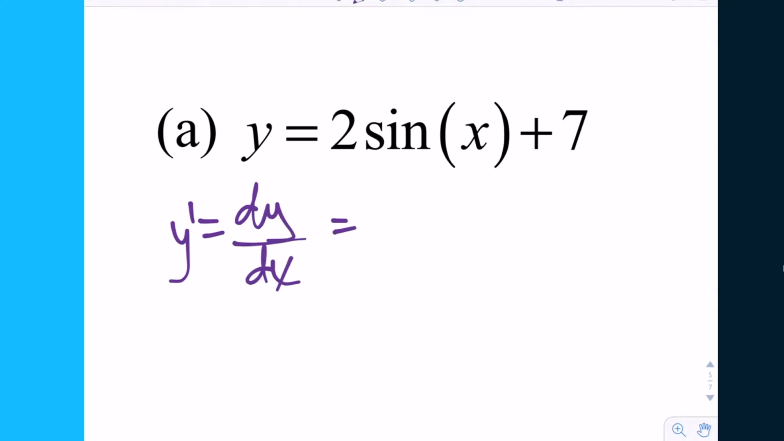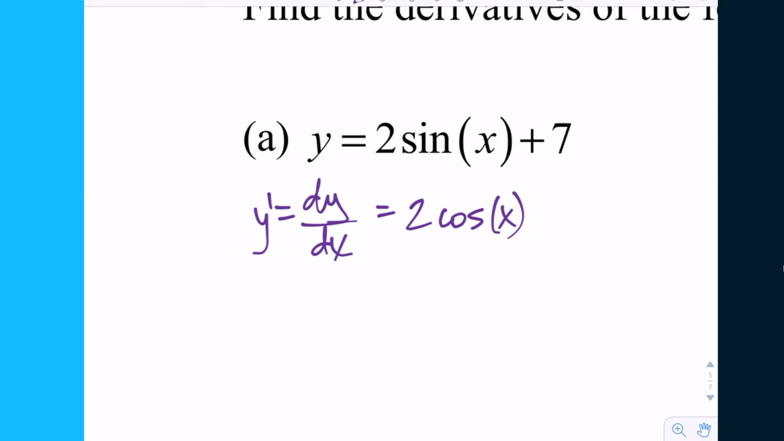Good. And what's the derivative of 2 times sine? 2 times cosine. Yeah. Constant multiples go along for the ride. We had that little rule earlier. And then plus the derivative of 7? 0. 7 doesn't change. So there you go. That's it. That's easy.